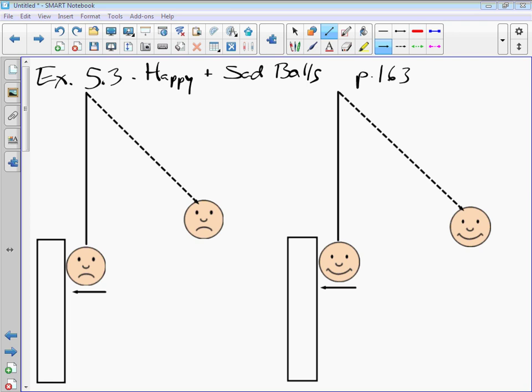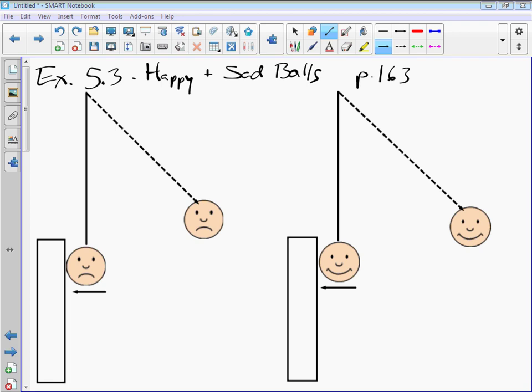Example 5.3, happy and sad balls, starting on page 163 and continuing to 164. It says you have two balls of identical mass and size that behave very differently. When you drop the so-called sad ball, it thuds on the floor and does not bounce at all. When you drop the so-called happy ball from the same height, it bounces back to almost the same height from which it was dropped. The difference in the bouncing ability of the happy ball is due to its internal structure. It is made of a different material.